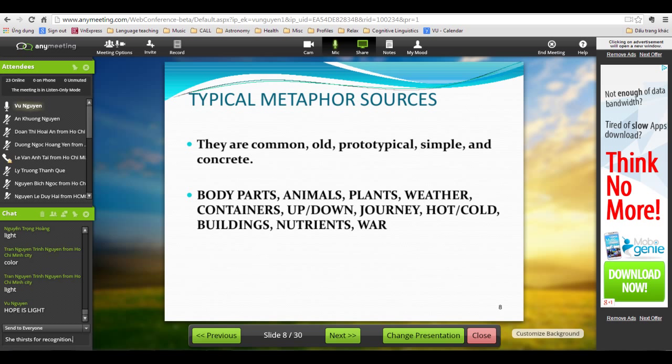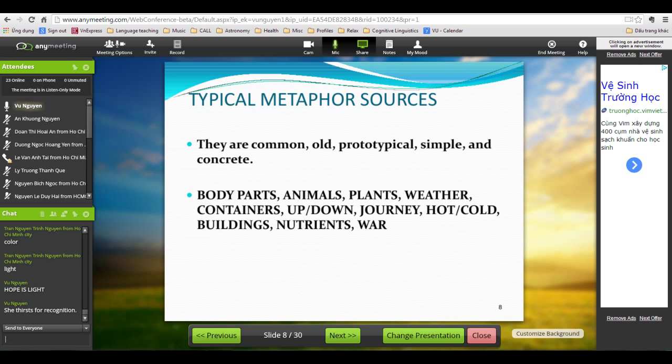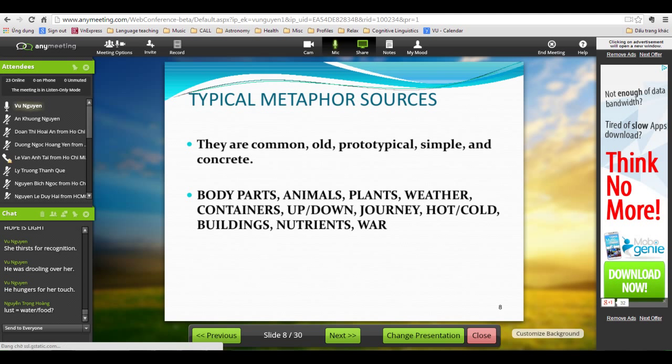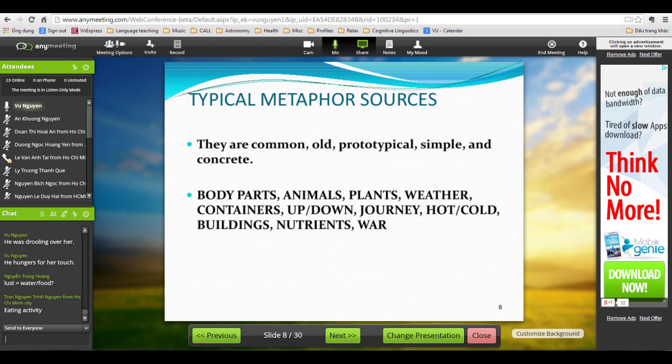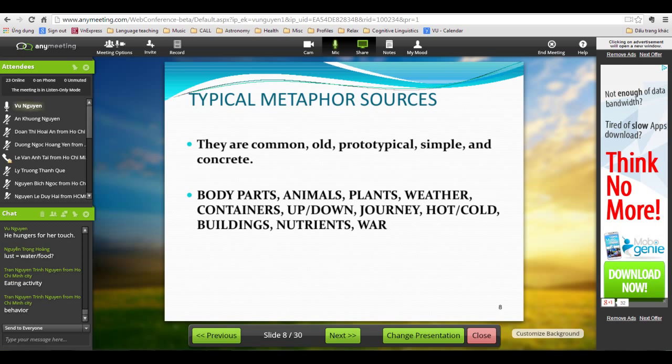Now, this is our last try before we move on. Thirst for recognition. He was drooling over her. And his hunger for her touch. Now these are the expressions that I take from Lakoff's website. Lust, okay, is water or food. Well, you are almost there. Very good guess, Warren. It's nearly correct. Behavior, eating activity. Or sometimes we have this expression too. Yeah, sex star.